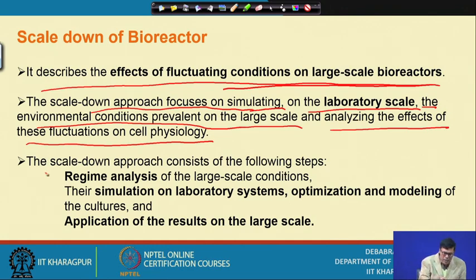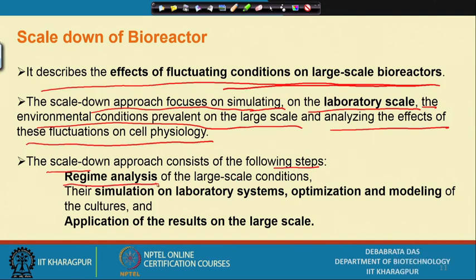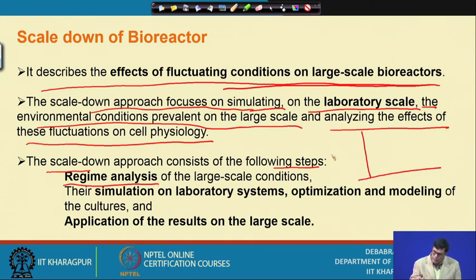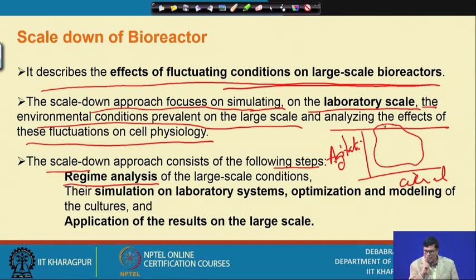Now, scale down operation consists of the following steps. One is the regime analysis, which is very important. Regime analysis means, suppose this is the agitation and this is the aeration. The regime analysis is something like this: we have to try to do this operation within this region. We cannot go beyond. For example, if you go to this situation, what is this situation? Agitation is maximum, aeration is maximum.